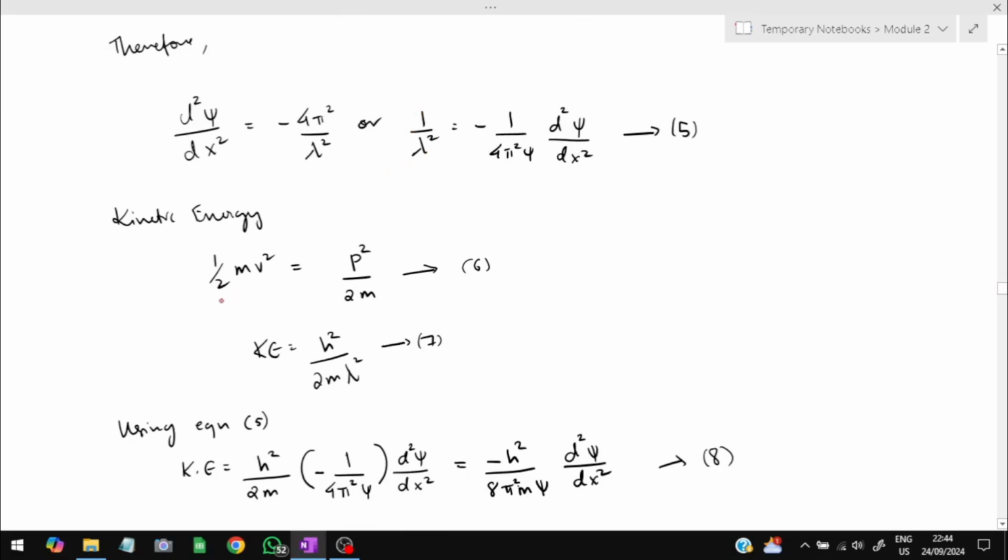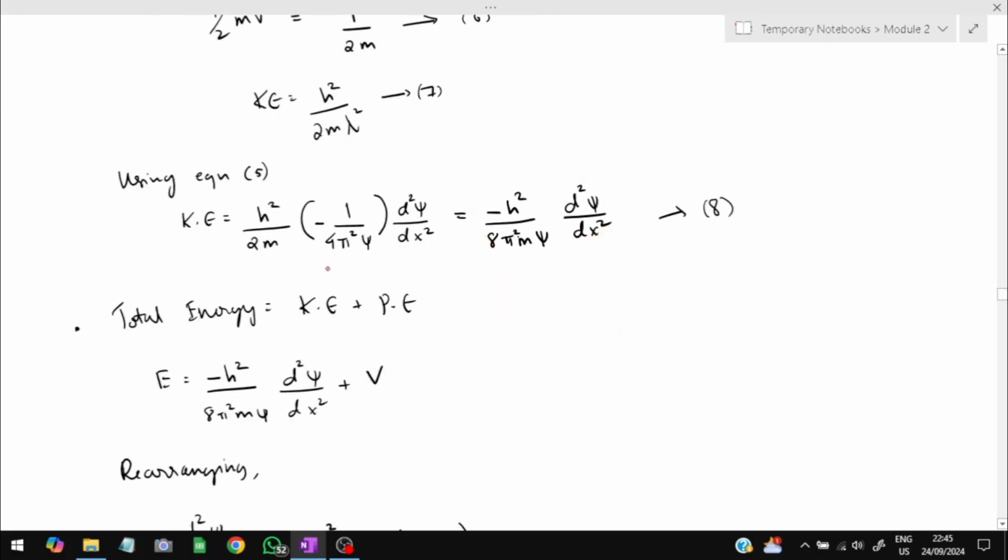Kinetic energy is given by half mv square, that is equal to p square by 2m. So also kinetic energy is equal to h square by 2m lambda square. And here we are using equation 5. Equation 5 is this one. Now we are trying to substitute this in the place of 1 by lambda square. 1 by lambda square is present here. So in the place of this we'll substitute this whole value. When you do that, what we'll get is h square by 2m into this whole equation. Then simplifying it, we will obtain this equation here. This is in terms of kinetic energy.